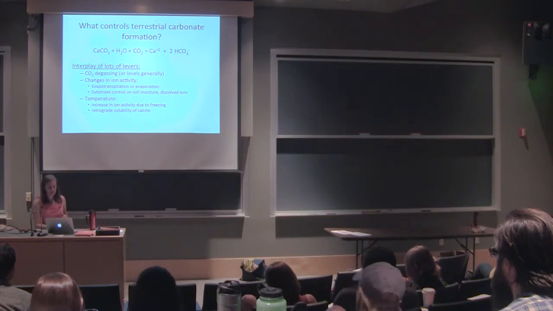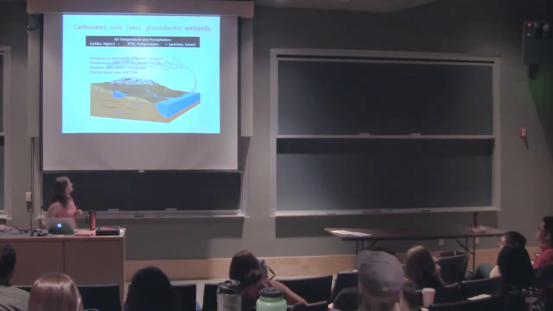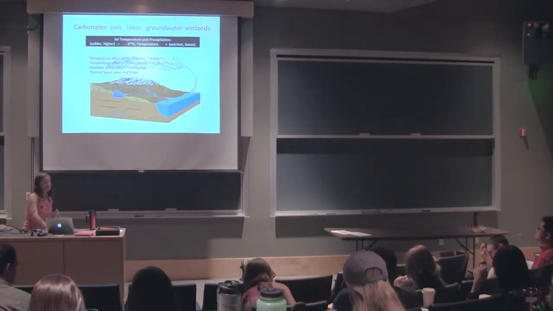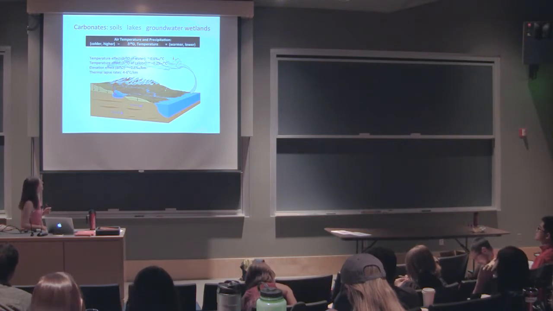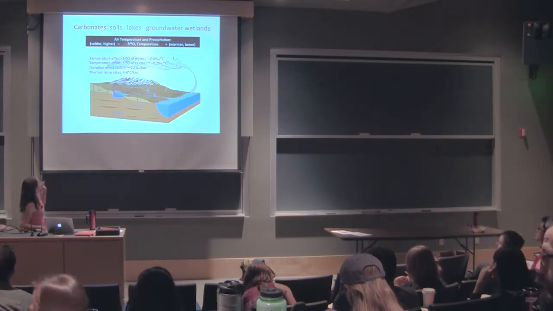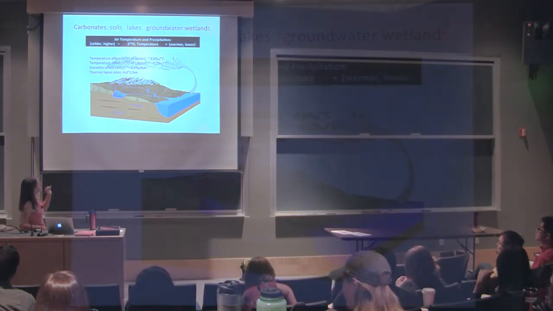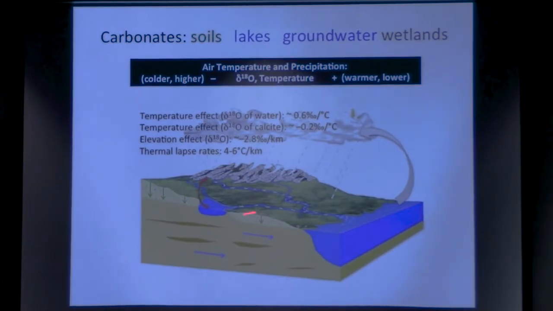So those are just to get you to think about some of the levers, and I'll talk about how we think that's playing out in some of our common terrestrial environments where we find carbonates, particularly those that are most common in the rock record in terms of what we can actually work with. So we can get carbonates out of soils, lakes, groundwater potentially, wetlands.